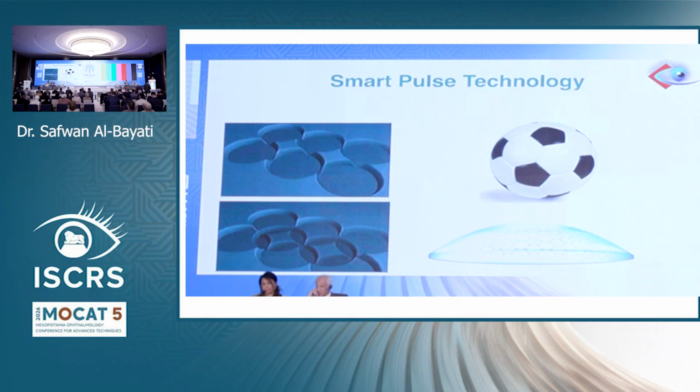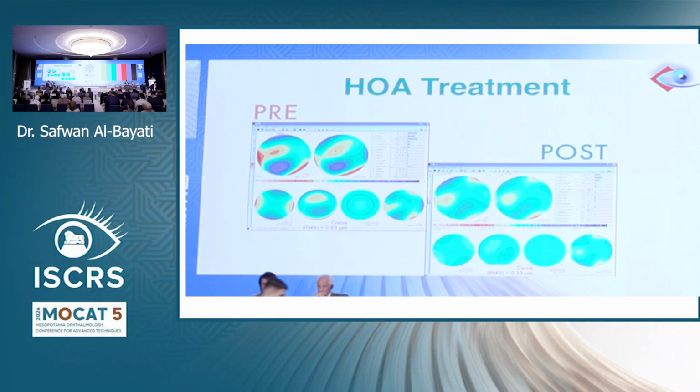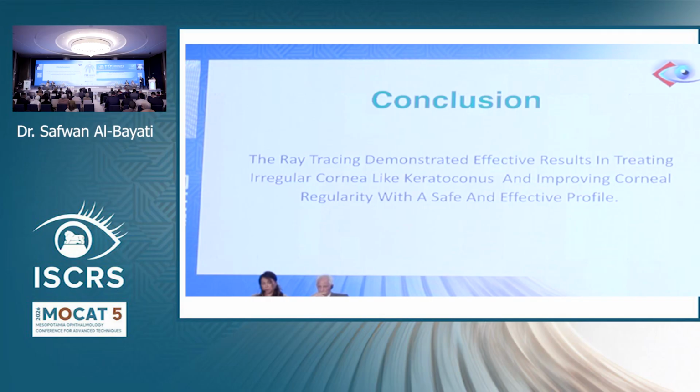So it's a mix of treating the total corneal power with the ability of the machine to reach and to keep the corneal surface smooth, and to select the high order aberrations. In conclusion, the ray tracing demonstrates effective results in treating irregular cornea like keratoconus and improves corneal regularity with a safety and efficacy profile.